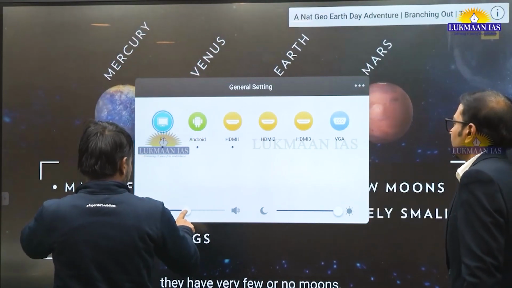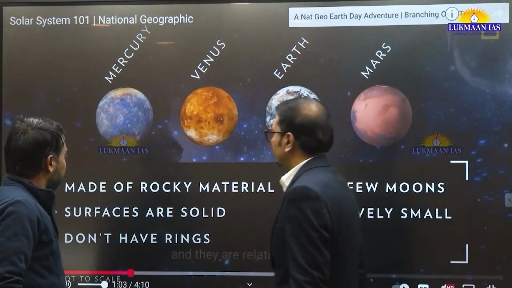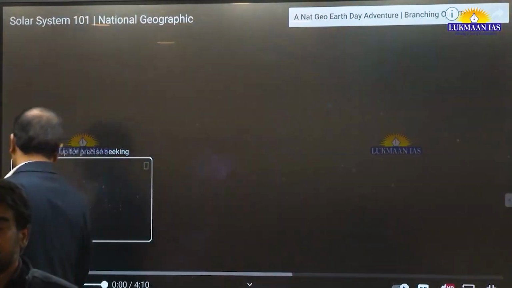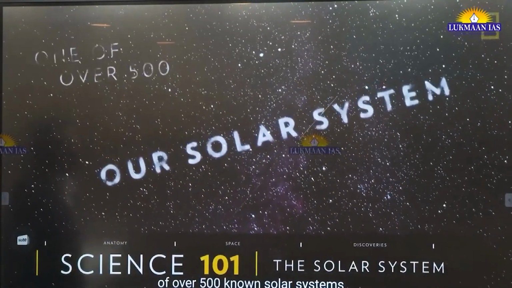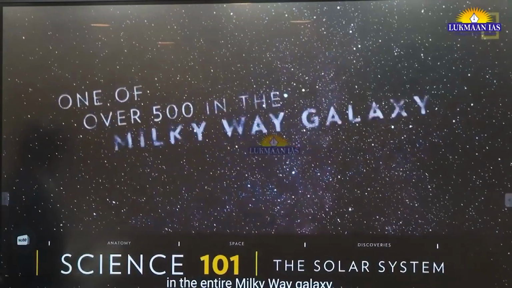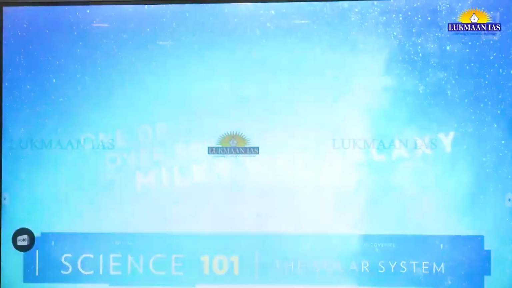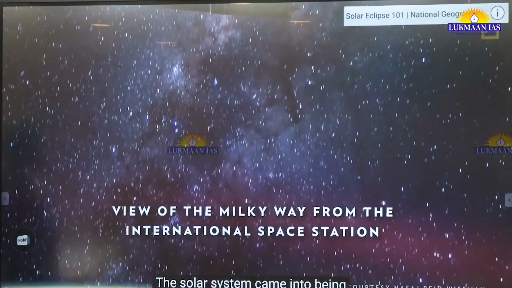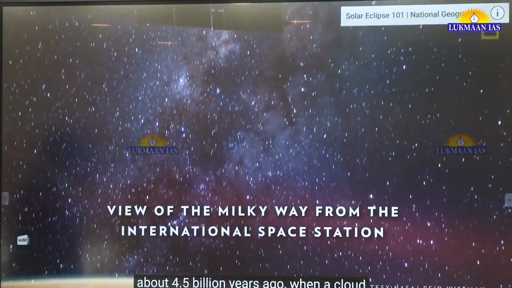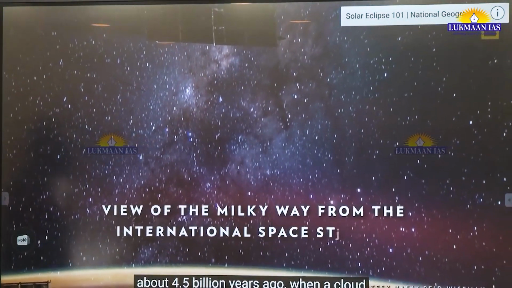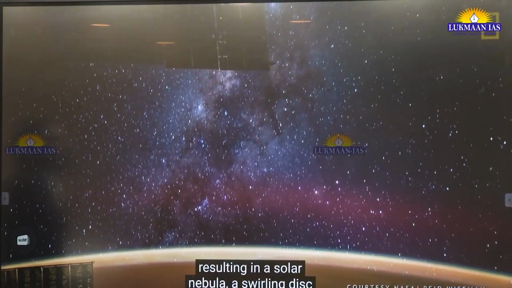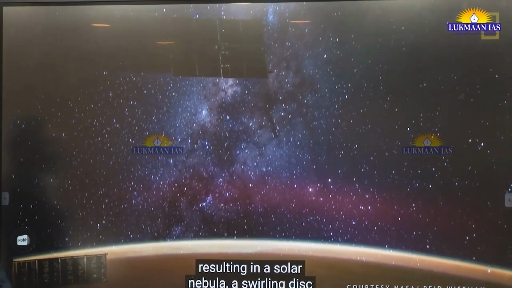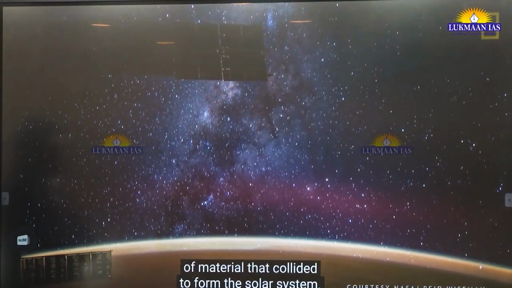No moons, and they are relatively small. Our solar system is one of over 500 known solar systems in the entire Milky Way galaxy. The solar system came into being about 4.5 billion years ago when a cloud of interstellar gas and dust collapsed, resulting in a solar nebula, a swirling disk of material that collided to form the solar system.